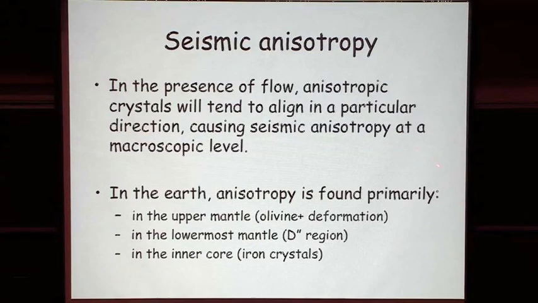So you can have an anisotropy at the microscopic level, lattice-preferred orientation, and then at the macroscopic level it could be very strong for single crystals. At the macroscopic level, all the crystals will not be aligned, but you could still end up on average with detectable anisotropy. Primarily, anisotropy is found in the upper mantle because the upper mantle has a large component of olivine, which is very anisotropic. In the lowermost mantle and in the inner core, I'm not going to discuss.